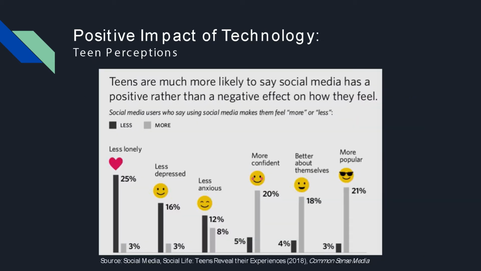Teenagers also see a lot of positives in their own social media use, and they're much more likely to say that social media has a positive rather than a negative effect on how they feel. Some parents might disagree with that, but this is what they say. They say that they feel less lonely, less depressed, less anxious, more confident, better about themselves, and more popular because of social media. You can see too that the anxious one is interesting because it was a little equal there, that there were more kids saying that makes them feel more anxious.